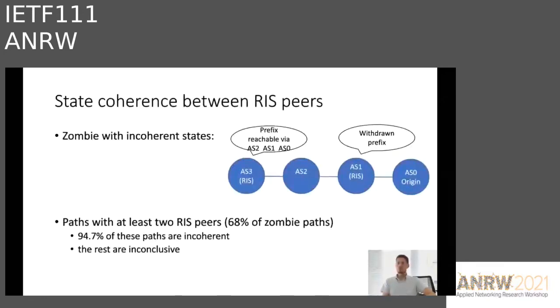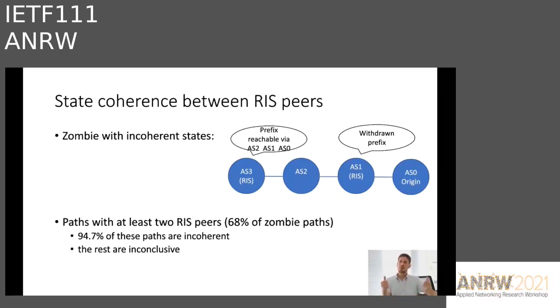One of the first sanity checks we've done is to look at what we call the state incoherence between RIS peers. So here's an example of a zombie that appears in AS3. AS3 is reporting a path to a certain prefix. This path is AS3, AS2, AS1, AS0. So AS3 tells us that it can reach that prefix through these ASes. But we have access to one of these ASes through RIS, and that AS tells us that it has withdrawn this prefix. Because those two pieces of information are conflicting, we say that the states here are incoherent.